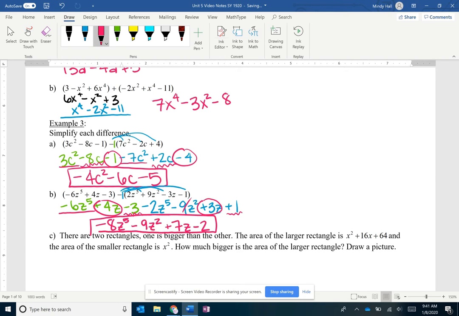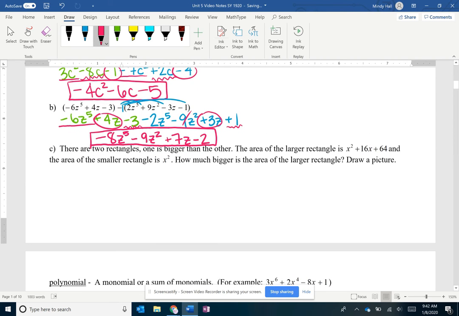Trying to make sure I don't run out of space. All right. So for part C, we have two rectangles. One is bigger than the other. The area of the larger rectangle is x squared plus 16x plus 64, and the area of the smaller rectangle is x squared. How much bigger is the area of the larger rectangle?